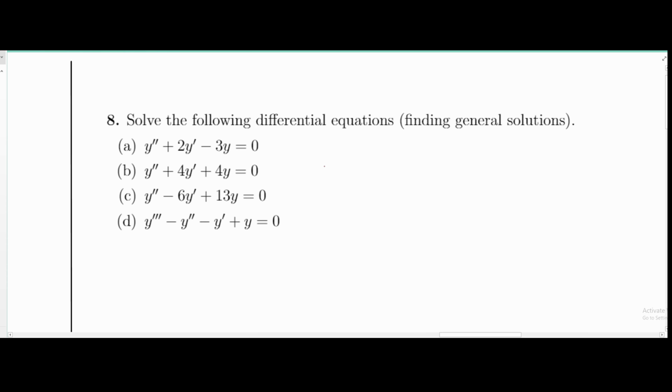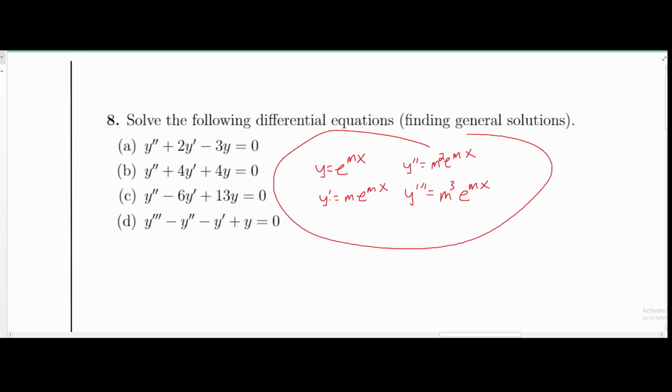So for this, if anything is in this form where it's y to some degree plus y to some degree plus or minus y to some degree, we can use y is equal to e to the mx. And what we're going to do is take the derivative of this multiple times and plug it into here. After we take all the derivatives, we get these values for our y's.